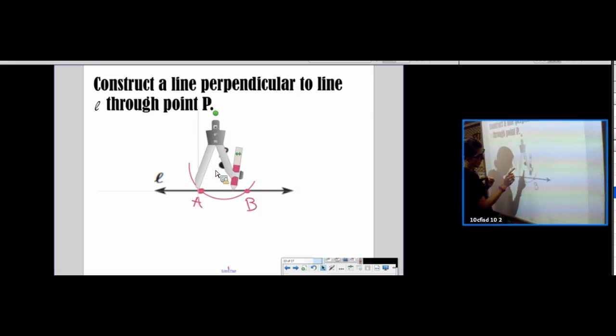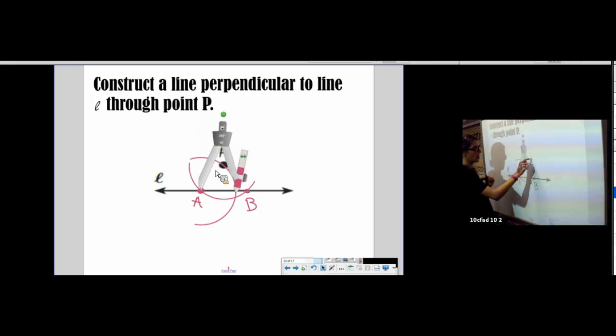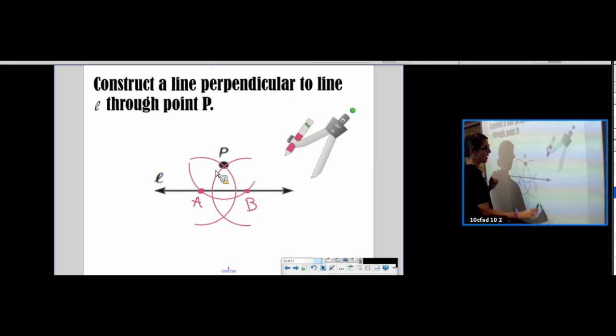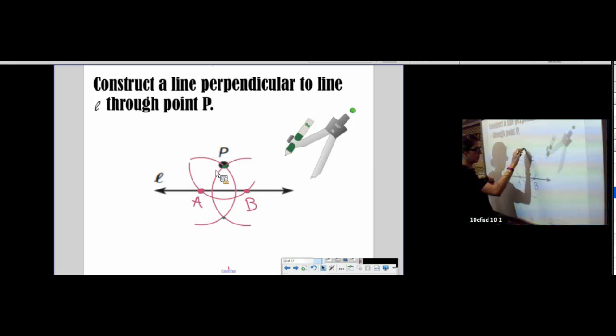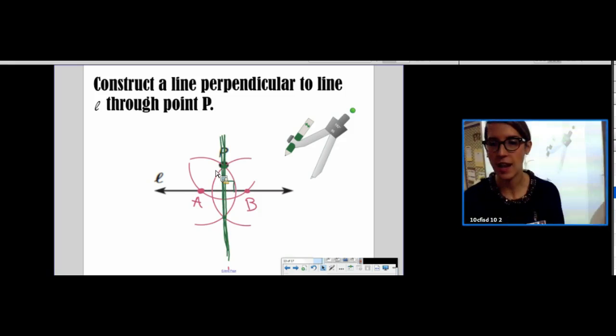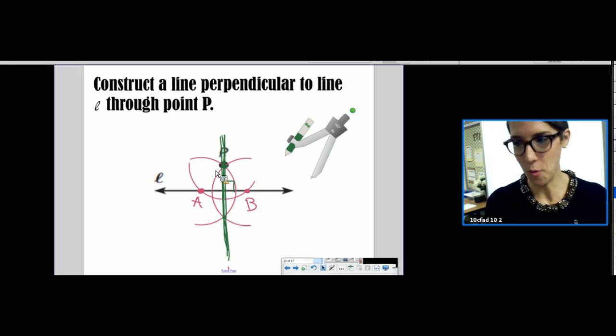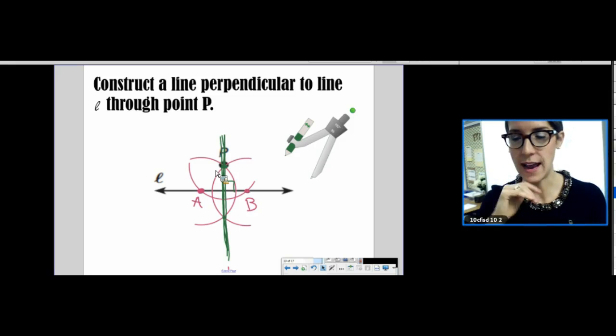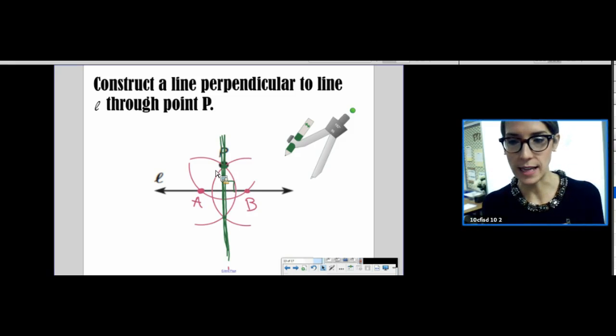I put my needle on A, and I go more than halfway and make an arc. And then I flip it over and put my needle on B and go more than halfway and make an arc. And when I connect the intersections, there is my line perpendicular to line L through point P. So that's how you construct a line perpendicular to a given line through a given point. What did we do extra? We just made that first little extra arc, the arc that created points A and B.